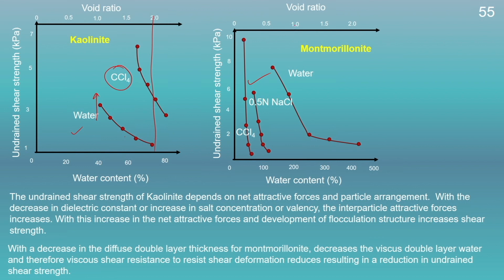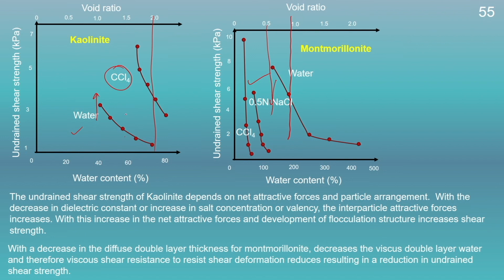But if we compare the same behavior for montmorillonite for any void ratio in the presence of water or CCl4, we could see a reverse trend. That means, with decrease in the dielectric constant, the shear strength of montmorillonite is decreasing. So, this can be attributed again to the formation of the diffuse double layer and the fabrics of kaolinite and montmorillonite.